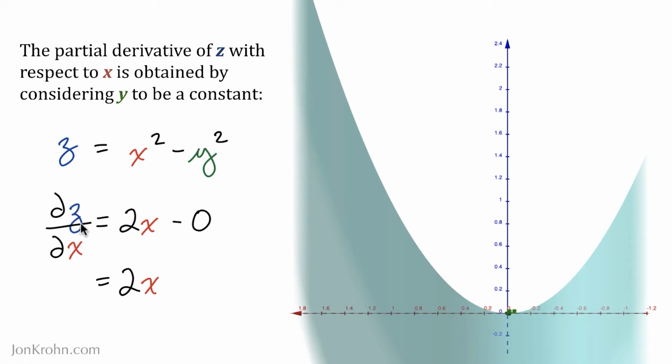Now, the notation we have for denoting the partial derivative of z with respect to x is different. Previously, when we were talking about full derivatives, we had the regular lowercase letter d. But this here is a curly d. So it's the curly d symbol.